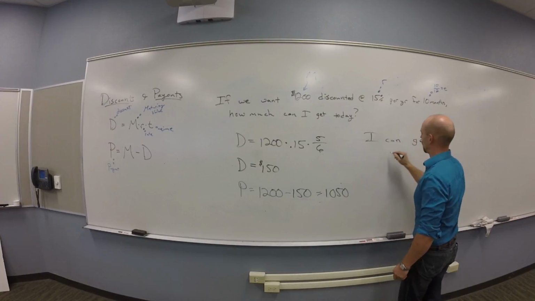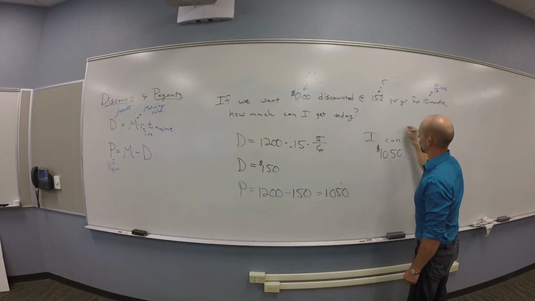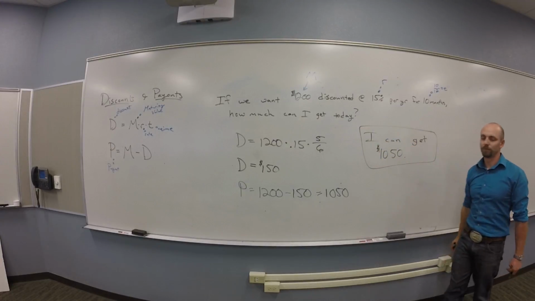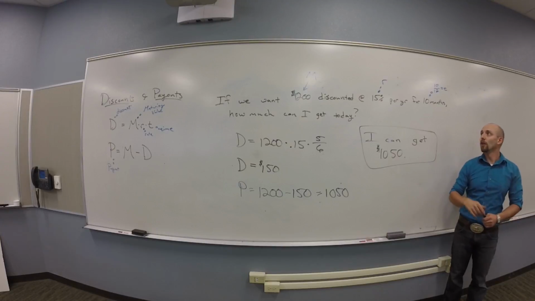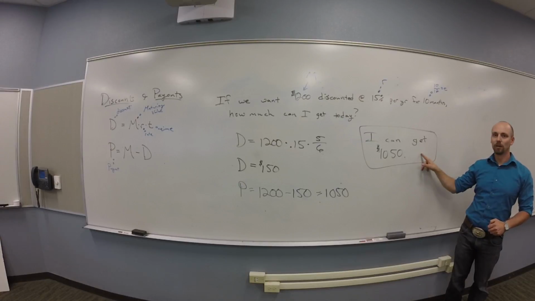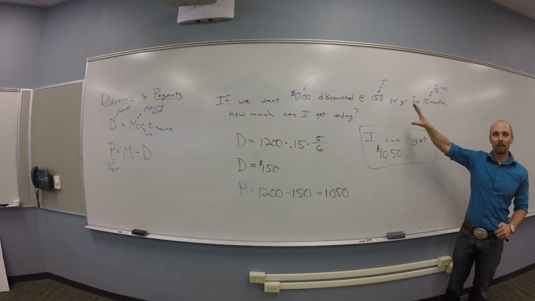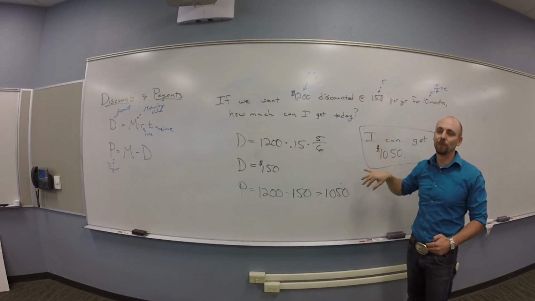So how much can I get today? Just over, well, $1,050, right? And in 10 months, I'll owe the bank $1,200. You guys see that? Well, you just owe the rest of that. I owe them the $1,200. That's what I said. I'm going to pay you $1,200 in 10 months. How much can you give me today?